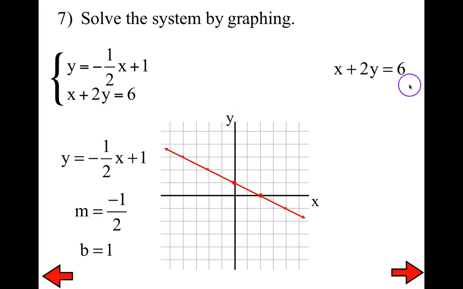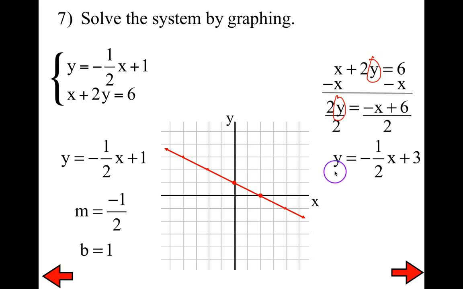Second line, if we turn things into slope-intercept form, we're going to solve for y, subtract x from both sides, leaving me with 2y equals -x plus 6. We're not done. We still need to isolate y, so divide both sides by 2. y equals -1/2 x plus 3. So here, starting with the y-intercept at 3, and using the slope of -1/2, down 1 to the right 2, down 1 to the right 2, and the opposite, up 1 to the left 2, up 1 to the left 2.